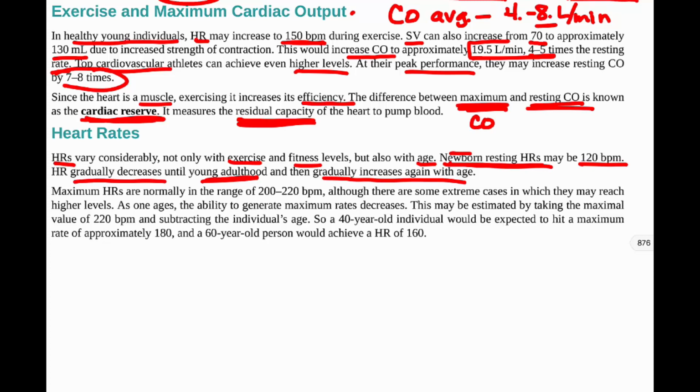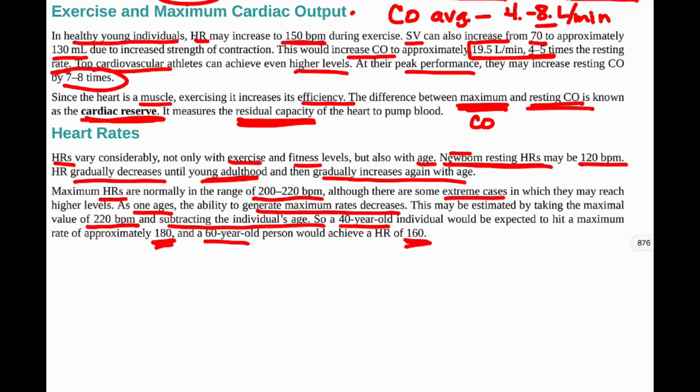So maximum heart rates are normally in the range of 200 to 220 beats per minute. Some extreme cases could reach higher levels. As one ages, the ability to generate maximum rates decreases, so getting all the way up to that maximum rate is a little bit more difficult. This may be estimated by taking the maximum value of 220 beats per minute and then subtracting the individual's age, just flat out the age. So a 40-year-old individual would be expected to hit a maximum heart rate of about 180 beats per minute. A 60-year-old person, maximum heart rate of about 160 beats per minute.